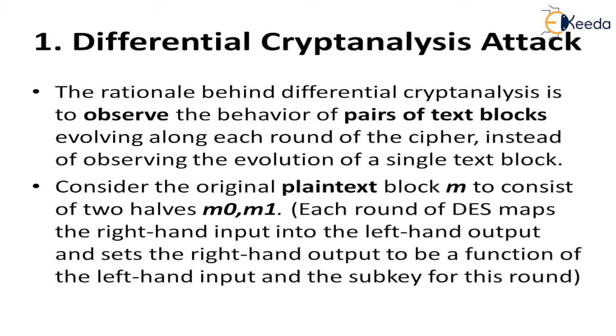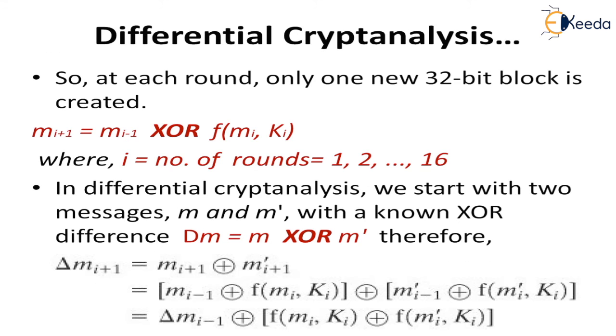So each round of the DES maps the right hand input into the left hand output and sets the right hand output to be a function of the left hand input and the subkey for this round. So differential cryptanalysis can be elaborated with mathematical equations. In each round only one new 32-bit block is created, M(i+1). It is written as M(i-1) XOR F of (M(i), K(i)), where i is the number of rounds, that is 16 in this case.